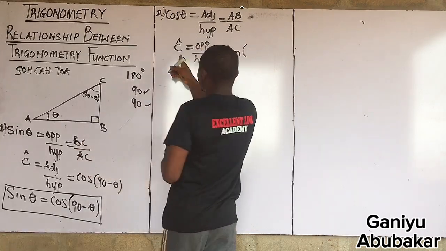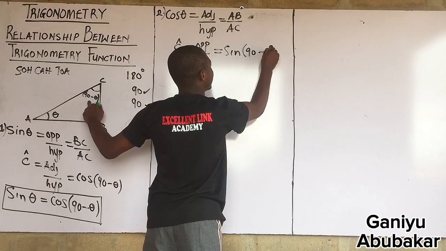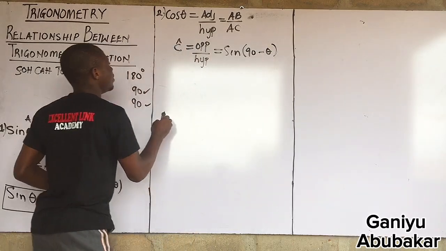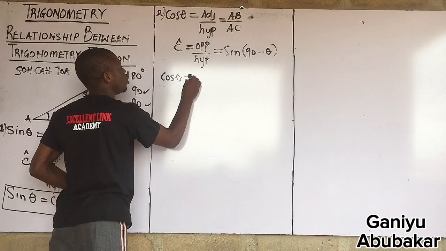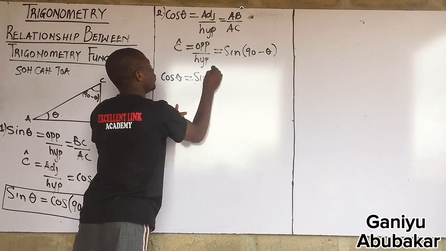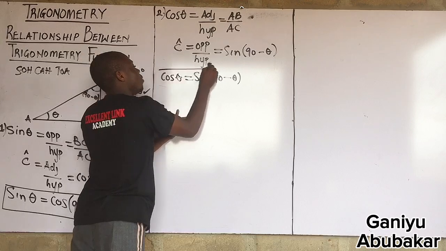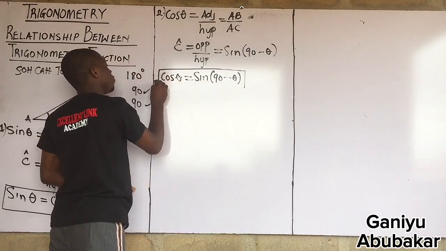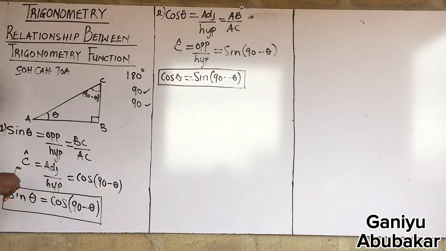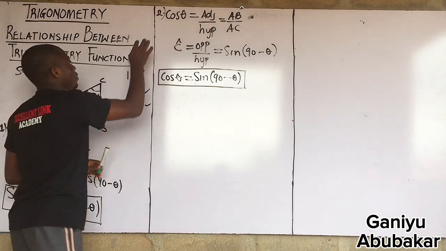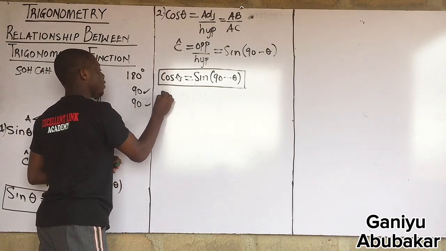Which angle am I considering for this one? That's angle 90 minus theta. So this becomes the second formula: cos of an angle is equal to the sine of the complement. This is the second formula you need to note when it comes to the relationship between trigonometric functions. Let us call the third one, number 3.